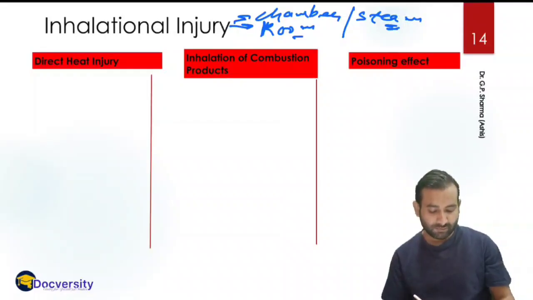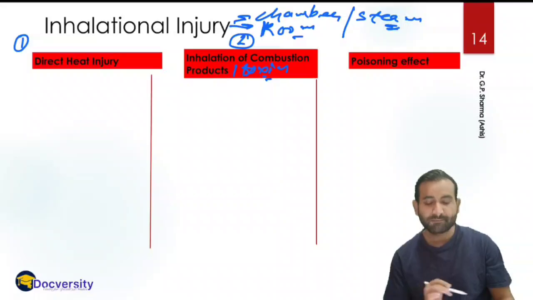This inhalational burn produces the injury through three mechanisms. One, direct heat injury. Number two, inhalation of combustion products like toxins and smoke particles, which we said already. And three, the poisonous effect, right? So these are the three mechanisms of the inhalational burn.